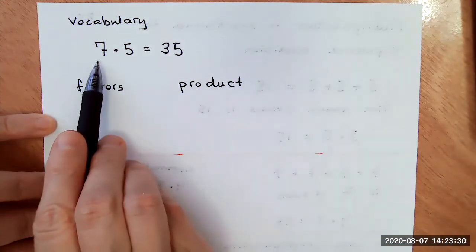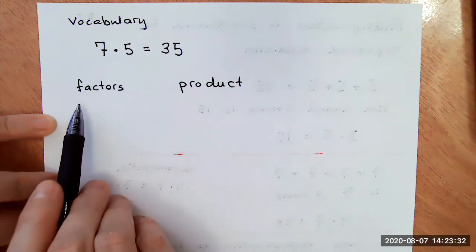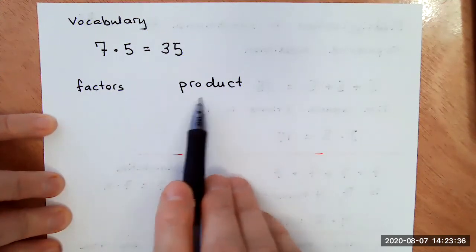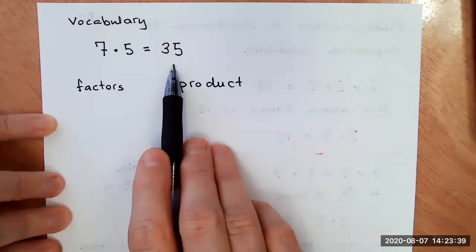The numbers that are being multiplied are called factors. The result of a multiplication is called the product.